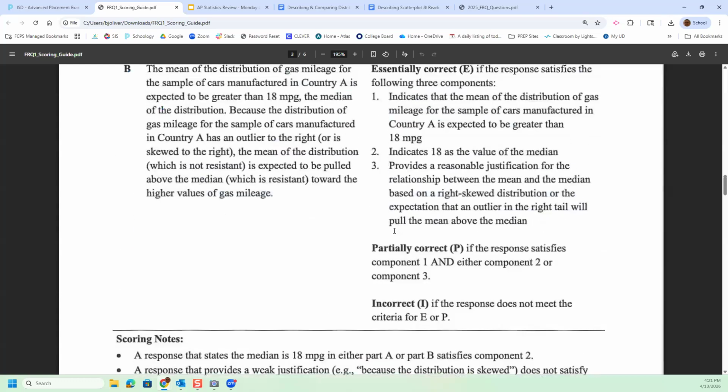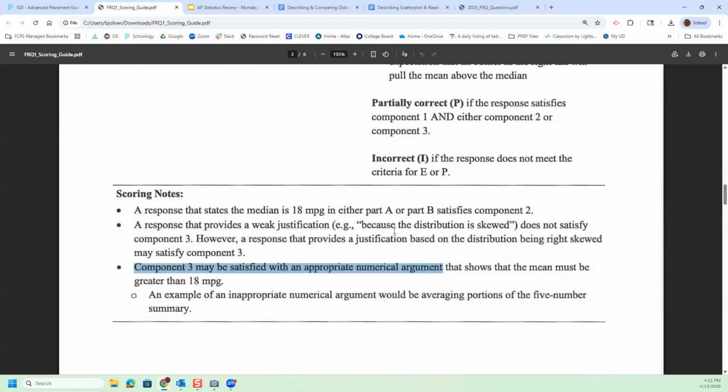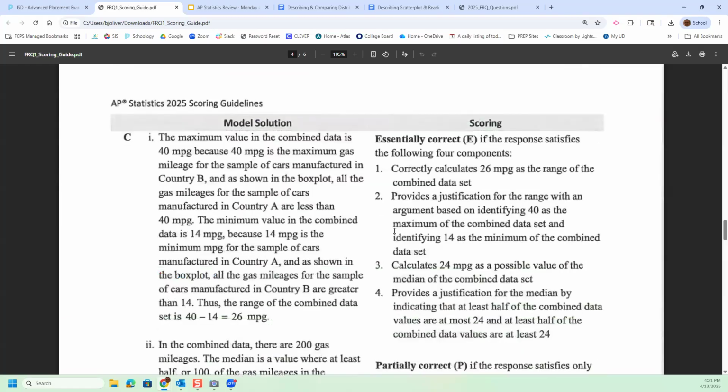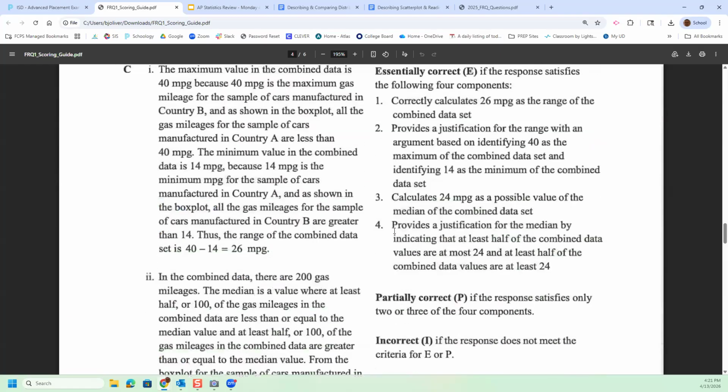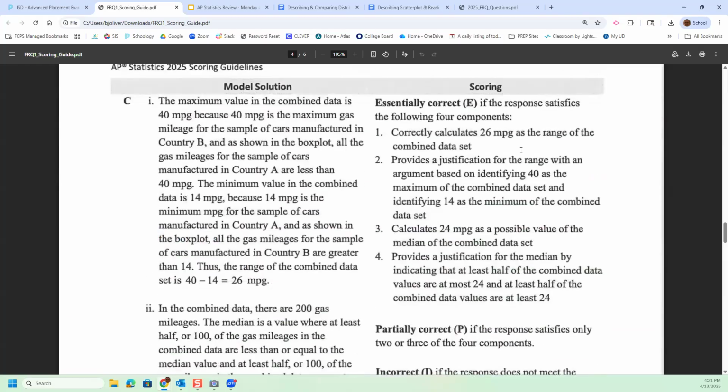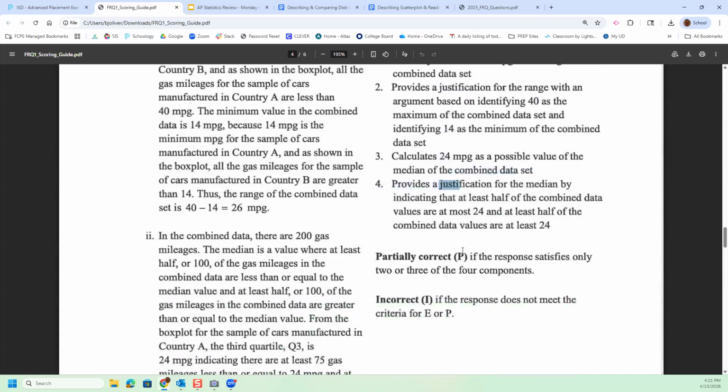So far we had an E, P, or I for one, an E, P, or I for two. And then part three was looking for four things. You had to get all four to get the full points. You had to say 26 miles per gallon as the range. You had to give a justification that talked about the max being 40, the min being 14. You had to calculate the correct median. You had to have a correct justification.